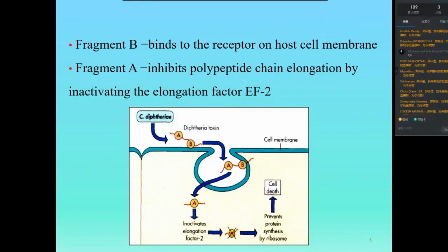After binding, the toxin is internalized and subunit A is released. The subunit A can inactivate elongation factor 2 and prevent protein synthesis by ribosomes. And if the cell cannot produce proteins, cannot translate proteins, the cell will die. This is how the diphtheria toxin acts on the host.